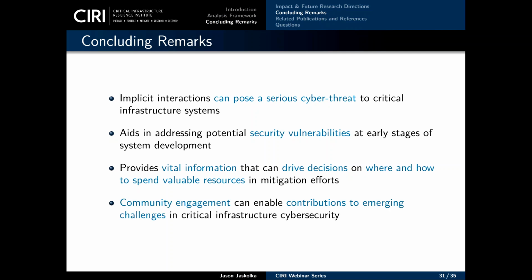And the last point I want to make is community engagement. Our work with US Transcom, for example, is starting to reach out, and it's enabling us to make better contributions to these emerging challenges in critical infrastructure cybersecurity. And I think this is one of the mandates of CIRI, for example, is really pushing towards this. And we're starting to see, at least in this project, that we're able to start making these contributions. And I think it's very important to keep this community engagement up as we move forward.